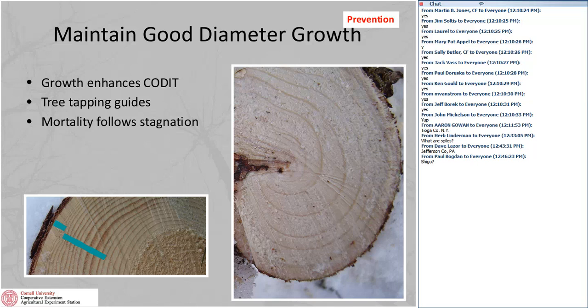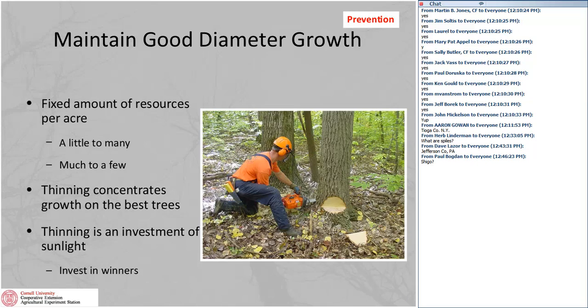So maintain good diameter growth by controlling stocking. What we're managing for is the amount of resources that come in, and you have a fixed amount of resources, as I mentioned. You can distribute a little bit of those resources to many trees, or you can concentrate those resources on a few trees. Through thinning, you're making an investment of sunlight, and you want to leave behind the best trees. If what you're trying to do is grow those trees, leave behind the best trees as the recipients of that investment. Eventually, you'll regenerate your stand, and then you can capitalize on the investment that you've made.